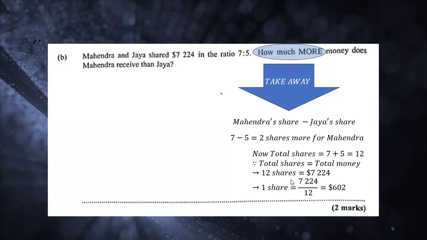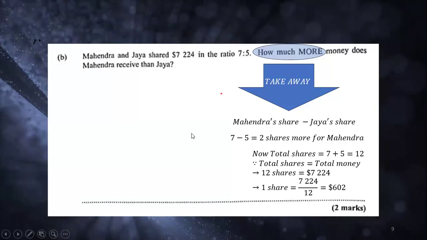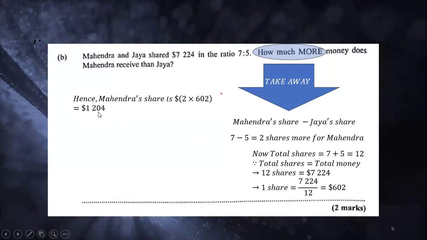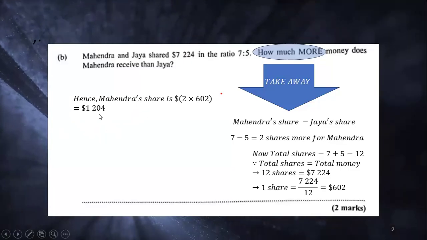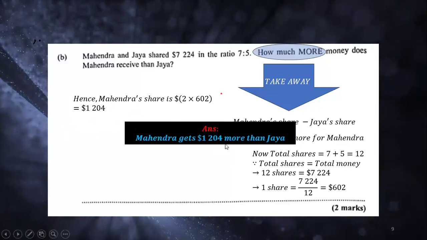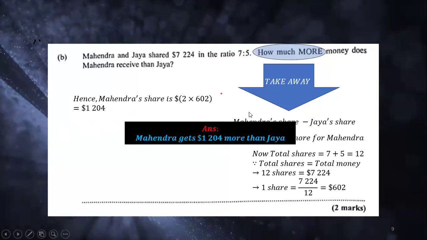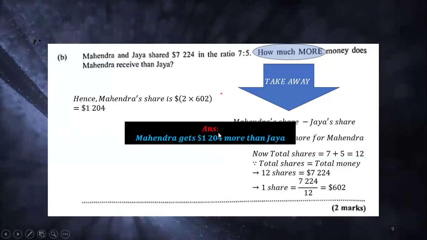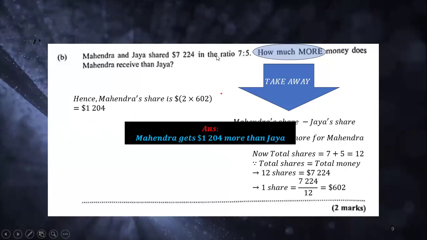All right, so one share is going to be $602, which means Mahindra's 2 shares. To calculate that, all we simply do is multiply 2 by 602, which is $1,204, which means Mahindra gets $1,204 more than Jai. Is that clear? Who understands this completely? All right.